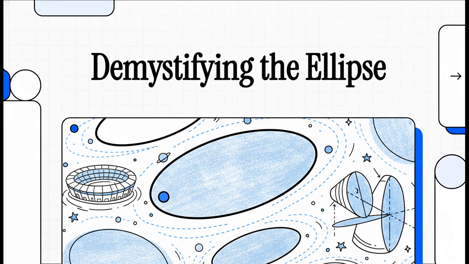You know, what do the orbit of Mars, the design of a modern stadium, and a whispering gallery all have in common? Well, they're all defined by one single elegant shape, the ellipse. Today we're going to demystify this fundamental curve, and trust me, you don't need to be a math genius to see just how beautiful its design really is.